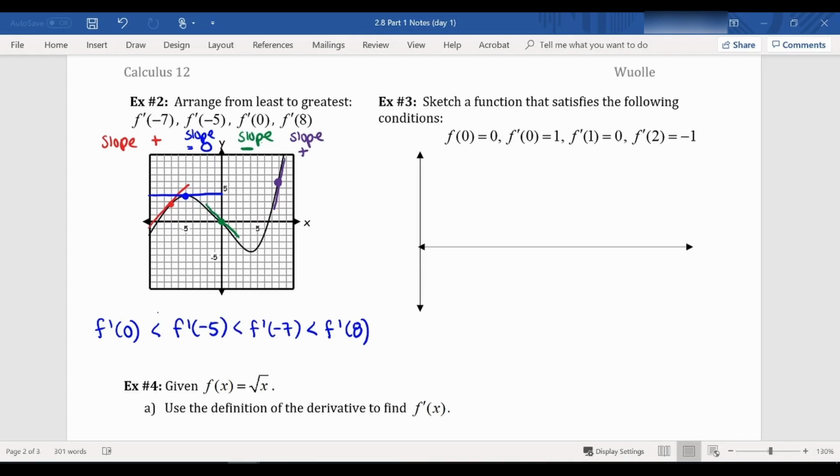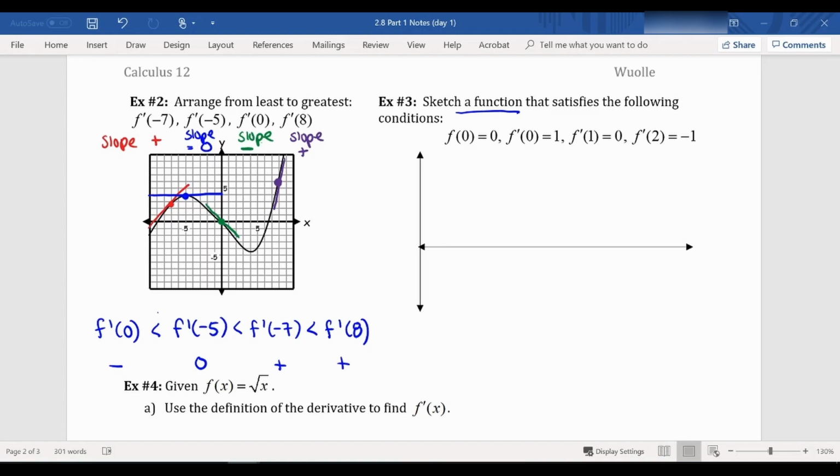Okay, and that's because this one's -0, these two are positive, but -7, the line there would have a smaller slope than at 8. Okay. The next one, instead, they're actually giving us the values and they're asking us to draw a line that would work. Notice how it says a function, and that's because there are many that would work. We're just going to sketch something that could work.